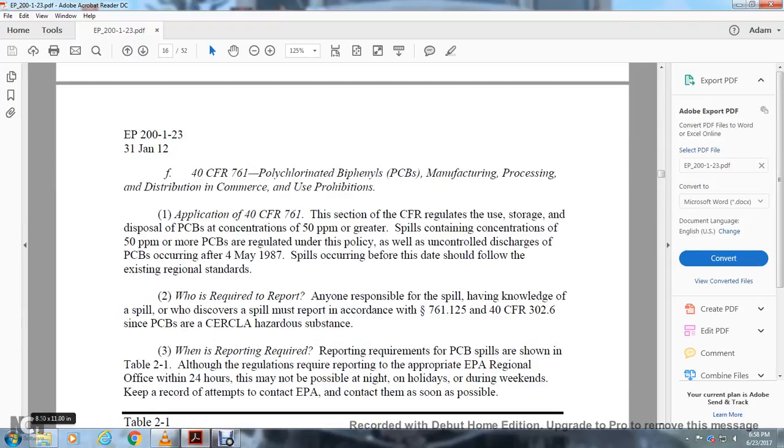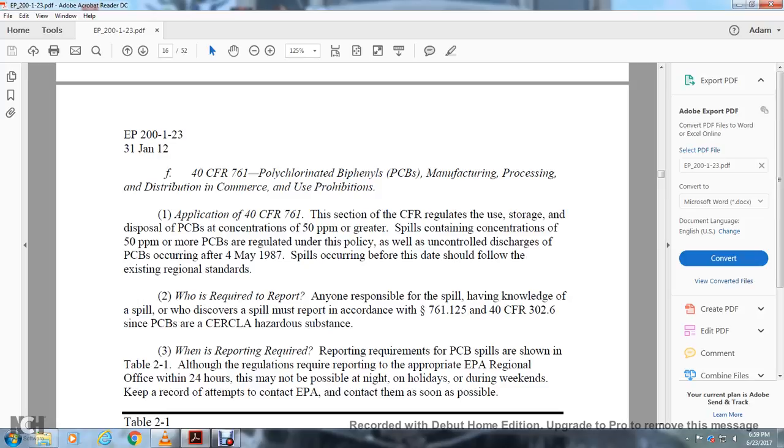Who is required to report? Any person responsible for the spill, having knowledge of the spill, or who discovered the spill reports according to 40 CFR 761.125 and Title 42 USC 9603, since polychlorinated biphenyls are a hazardous substance under the Comprehensive Environmental Response, Compensation, and Liability Act.